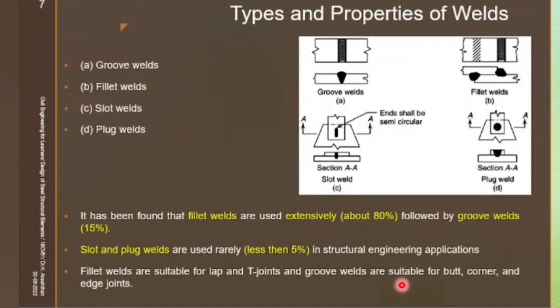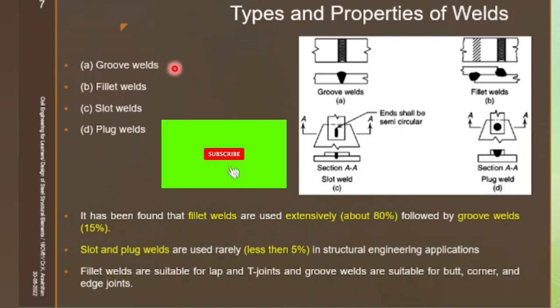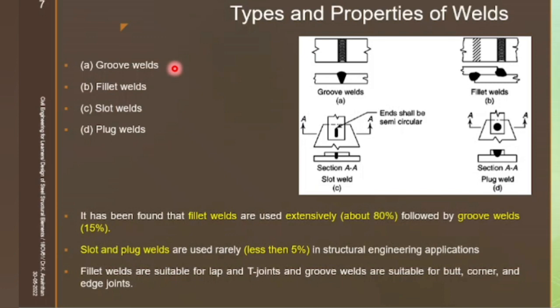Okay. Next is regarding the types and properties of weld. In a similar way to bolts, where there are black bolts, friction bolts and high strength bolts, you have different types. The same way you have welding types also. First one is groove weld, second is fillet weld, then slot and plug. So these are the four types of weld available.